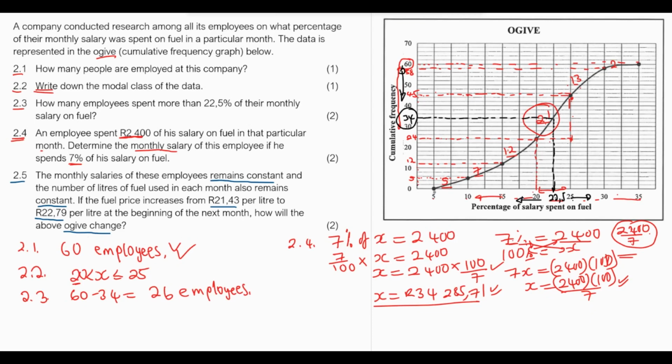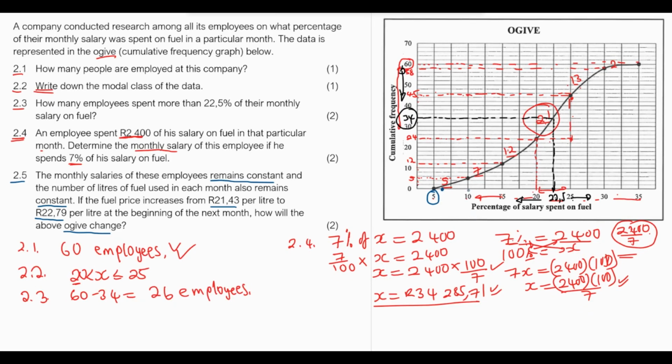Now, those who are using 5%, they will no longer use 5% because the fuel price has increased. So it means the 5% one will shift maybe to 5 comma something percent. Okay, the percentage of salary used for fuel will increase.